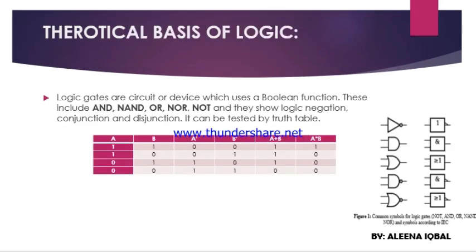Theoretical basis of logic gates. Logic gates are circuits or devices which use Boolean functions. These include AND, NAND, OR, NOR, NOT, and they are showing logic negation, conjunctions, and disjunctions. They can be tested by the truth table. Here is a truth table.